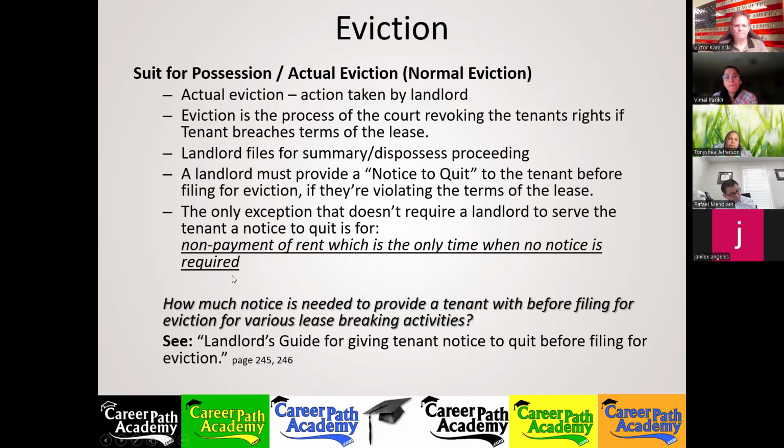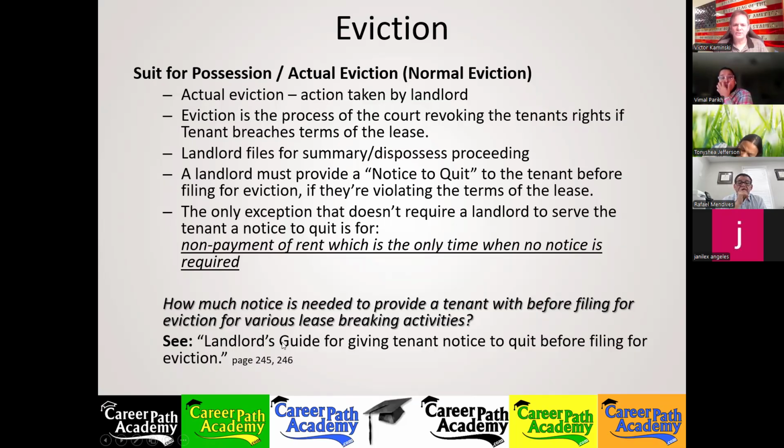So, how much notice needs to be provided to a tenant before a landlord can file for eviction for a tenant breaking some of the lease clauses? Well, it depends on what it is. But the only one that we need to know for exams is no notice needs to be served for non-payment of rent. The landlord can immediately file for eviction if the tenant's not paying the rent. They don't need to send a notice out to the tenant that they didn't pay the rent. They know they didn't pay the rent. You could just start filing for the eviction.